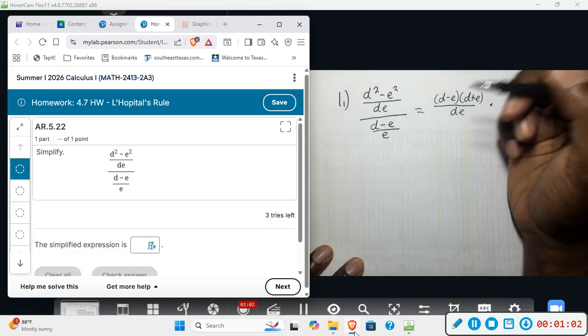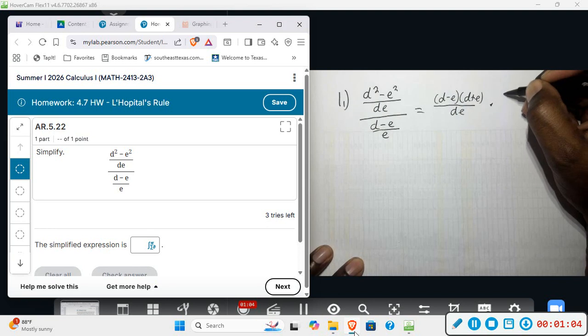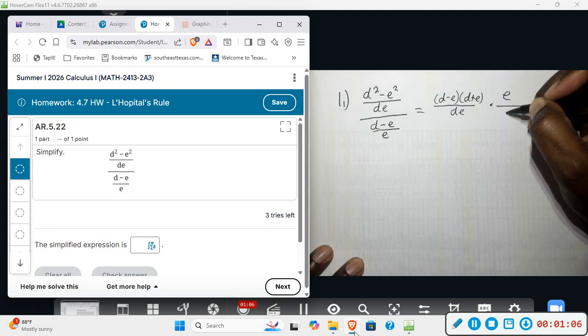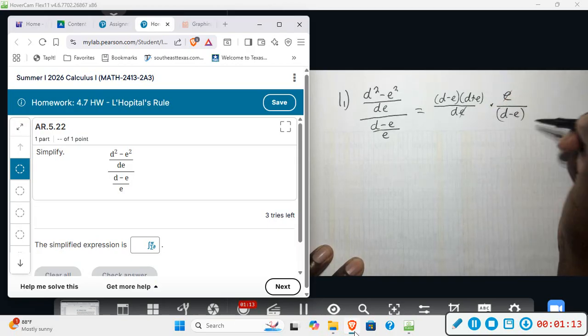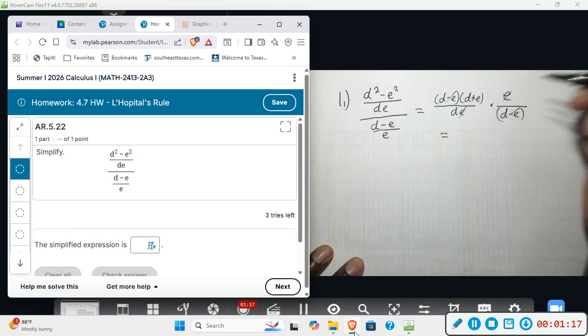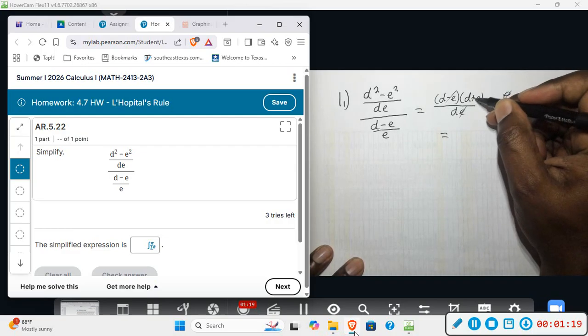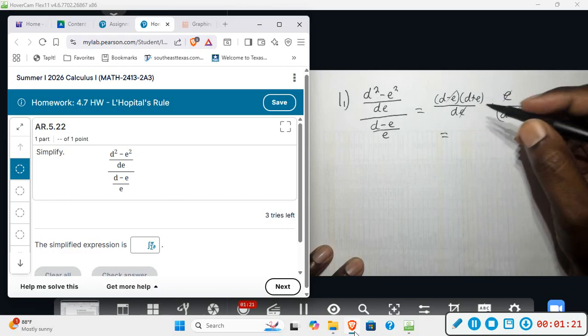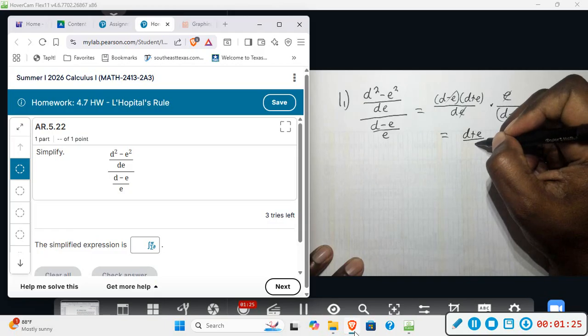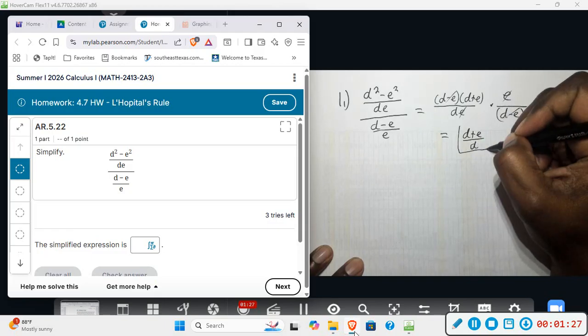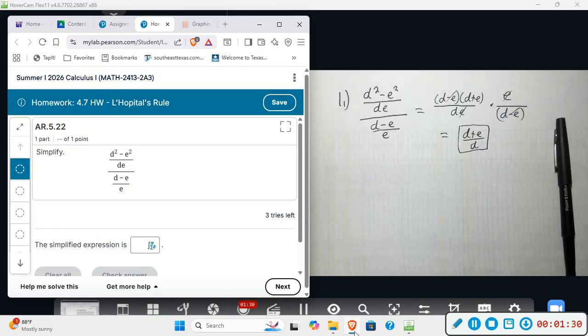I'm sorry, I didn't put that division bar. We're going to flip that. So the e is going to be on the top, and then the d minus e is going to be on the bottom. So we'll divide out an e, divide out d minus e, and then this will simplify to d plus e, that's the only thing left, over d. So we just kind of simplified that fraction down.